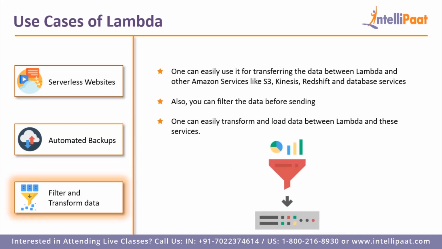So the third use case is filter and transform data. You can connect Lambda with other Amazon services like S3, Kinesis, Redshift, and database services like RDS, DynamoDB, or Amazon Aurora. So you can filter the data before sending it to any Amazon storage service or database service. You can filter it using code, and you can easily transform the data and load it between Lambda and all these services.